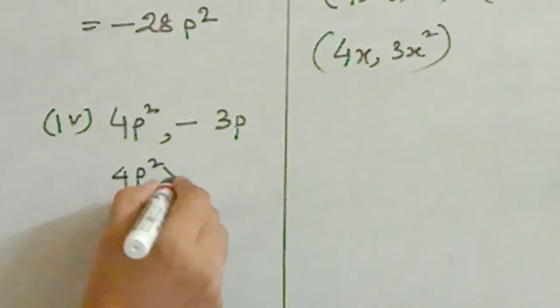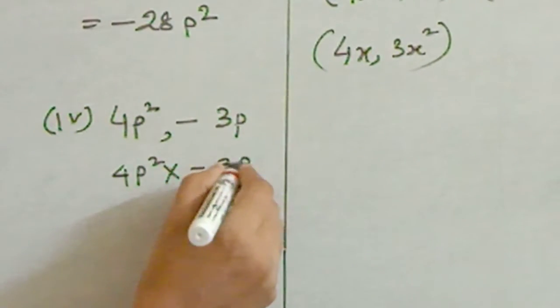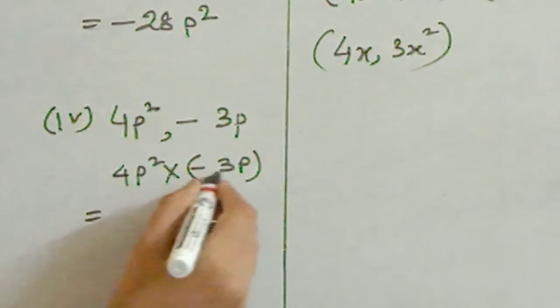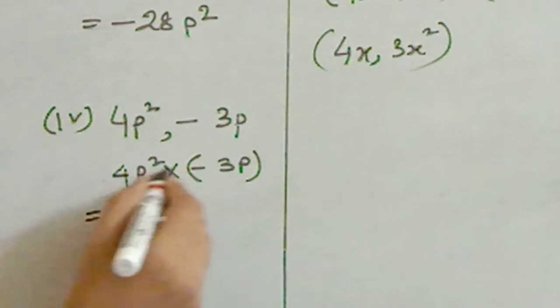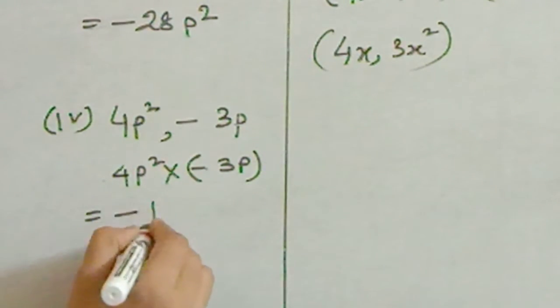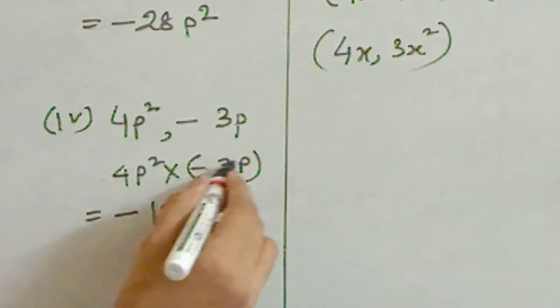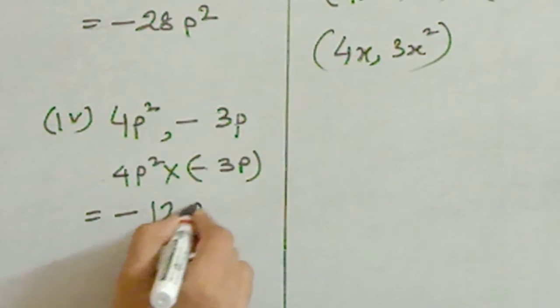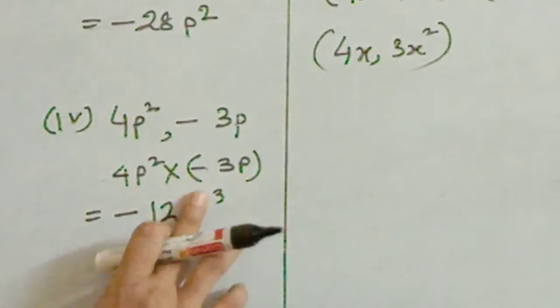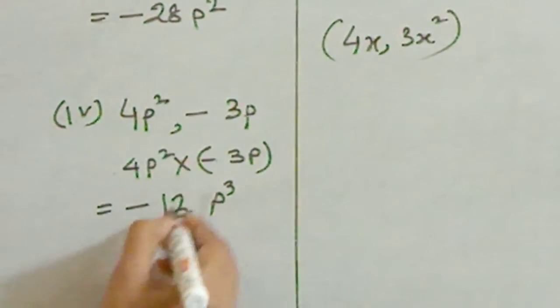Here it will be 4p square into minus 3p. Multiply it: plus into minus is minus, 4 threes are 12. p square into p to the power 1: powers will be added, here 2 and here 1, so it will be p to the power 3. So minus 12p cube. Okay.